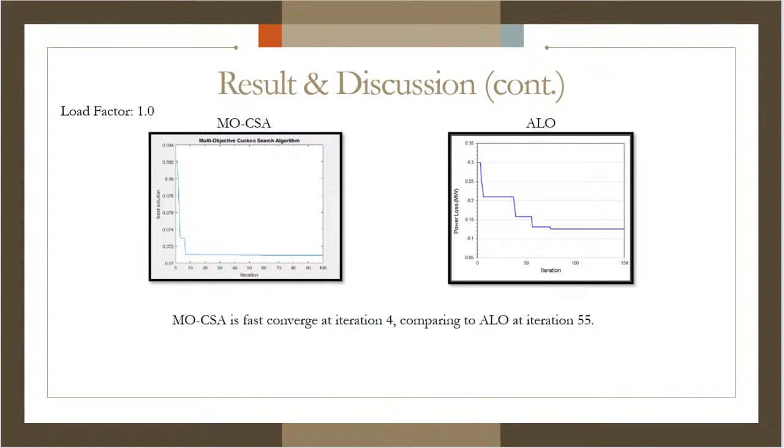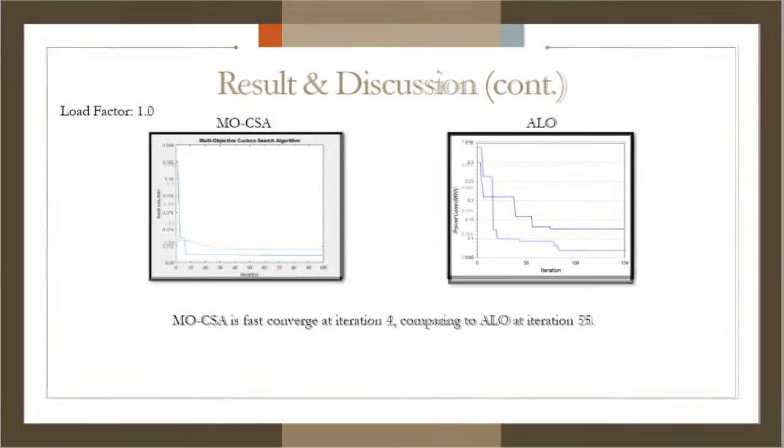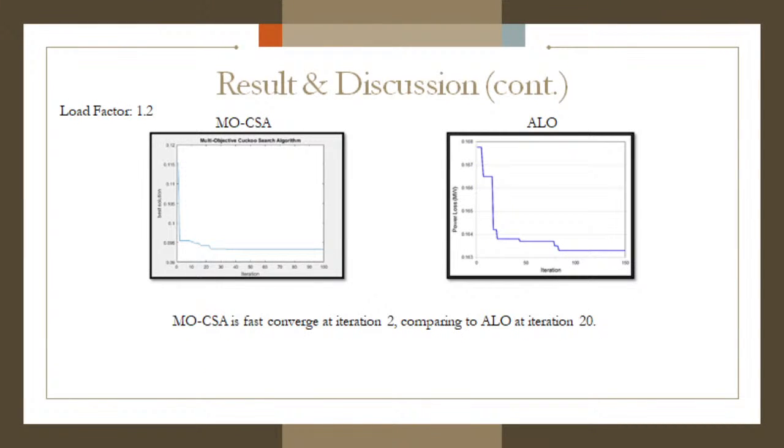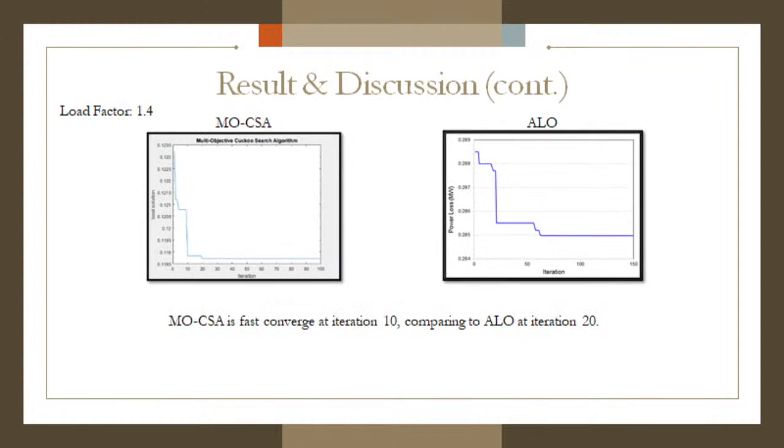For load factor 1.0, the multi-objective cuckoo search algorithm converges fast at iteration 4 compared to ALO at iteration 55. For load factor 1.2, it converges at iteration 2 compared to ALO at iteration 20. For load factor 1.4, it converges at iteration 10 compared to ALO at iteration 20.